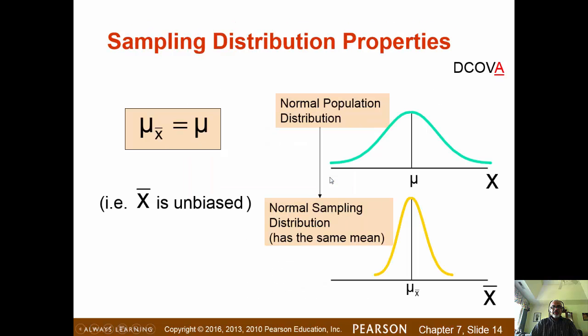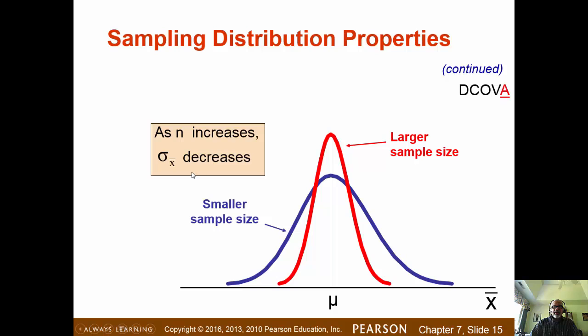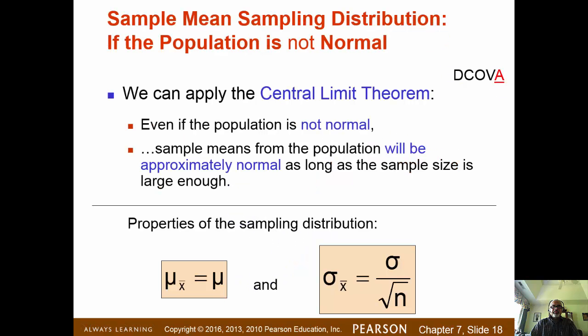Now, sampling distribution properties. This property is called unbiased. The mean of x bar is the mean of x itself. Therefore, x bar is an unbiased estimator of the mean mu. As n increases, sigma sub x bar decreases, so larger samples give a smaller standard error than smaller samples.